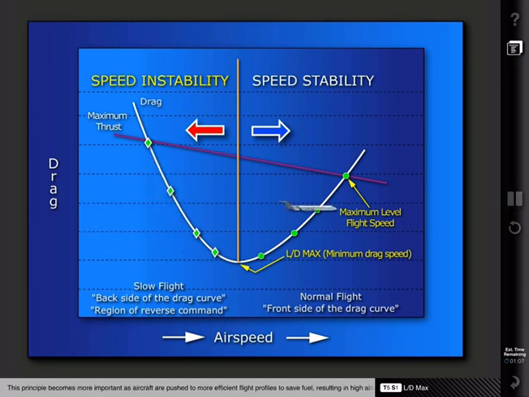This principle becomes more important as aircraft are pushed to more efficient flight profiles to save fuel, resulting in high-altitude cruising at lower Mach numbers. In this situation, the crew may have less time to recognize and respond to factors causing airspeed decay, resulting in flight slower than LD max.